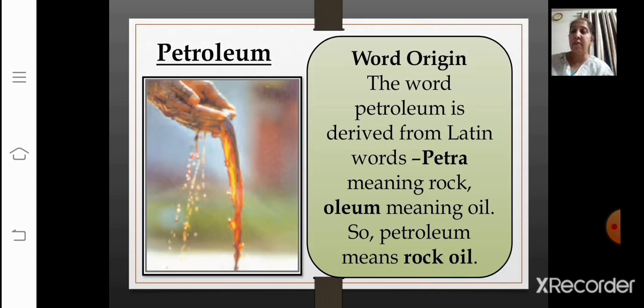Then the next topic here, I told you after coal we have petroleum. The petrol that keeps your car running, as well as the oil that keeps your cycle from squeaking, both begin as a thick black liquid called petroleum. Now before starting, let's understand where this word has originated from. The word petroleum is derived from the Latin words petra, meaning rock, and oleum, meaning oil. So petroleum, if we combine petra and oleum, means rock oil.